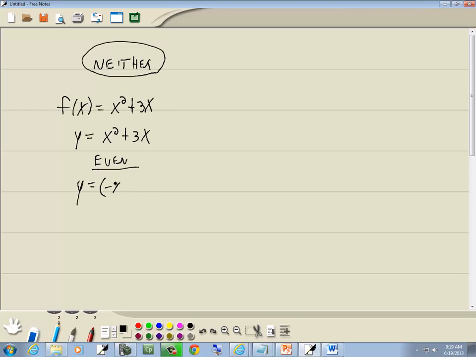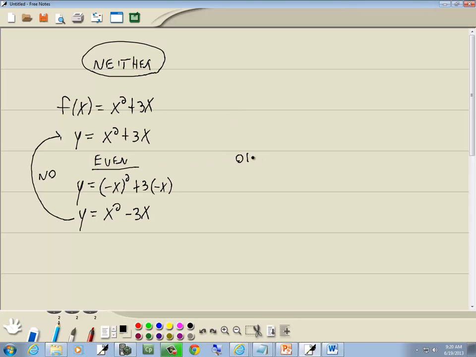So we got negative x to the second power plus 3 times negative x. Well, negative x times negative x is a positive x squared, and 3 times negative x gives us negative 3x. There's no way I'm going to be able to rewrite it such that it looks like the original function.